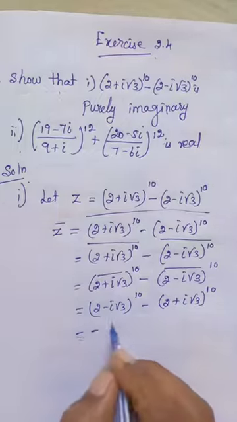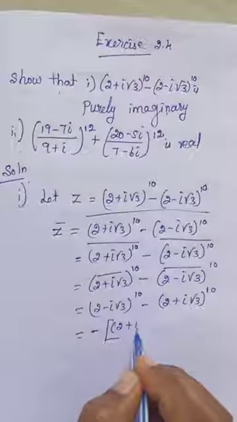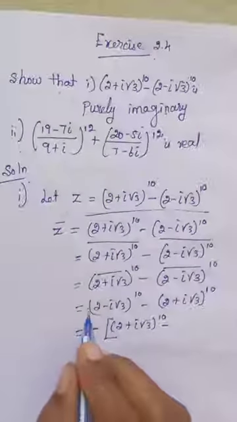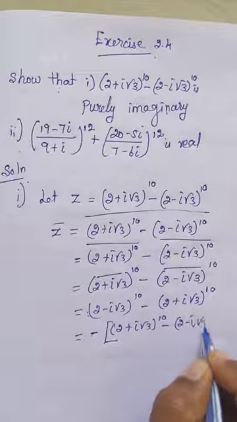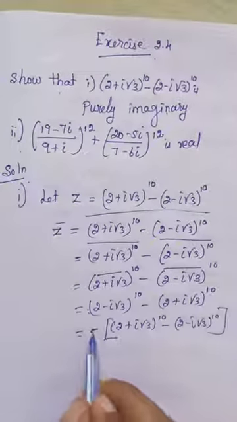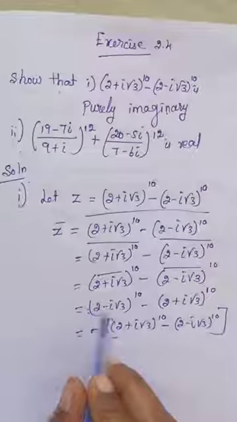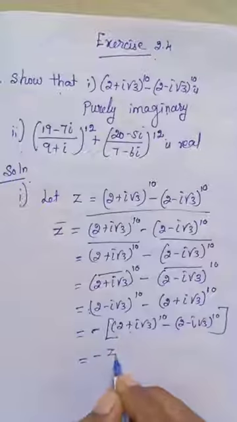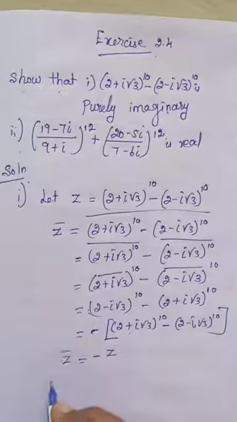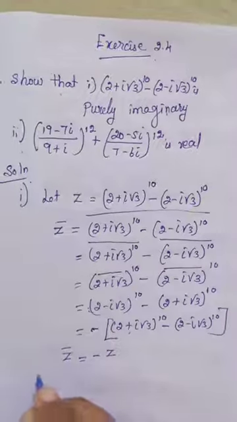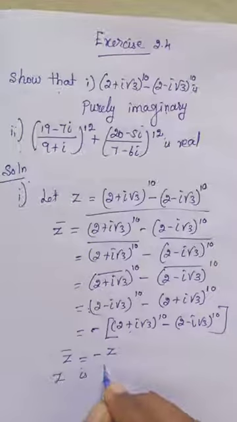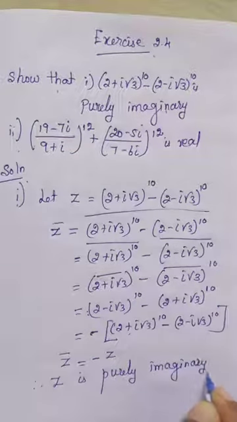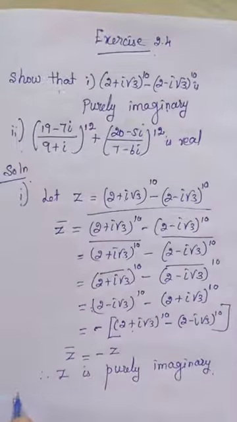Now I am going to take the minus outside. So it will become positive, that is (2 + i√3)^10. This is positive, isn't it? Since we have taken a minus outside, the other will become negative. So now multiply and check it. This is minus, minus into minus plus, (2 - i√3)^10. This is minus, and this is what we have taken as Z. So we have got Z bar is equal to minus Z. Therefore, we can write that Z is purely imaginary. Is that clear?